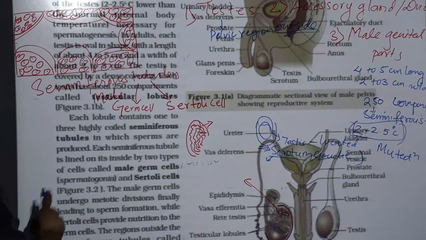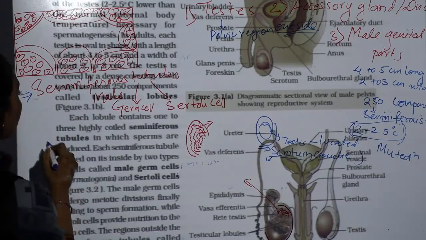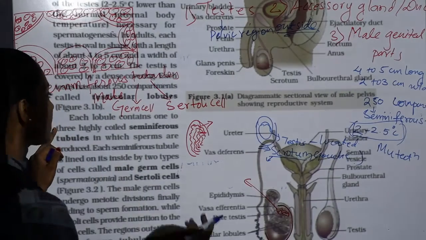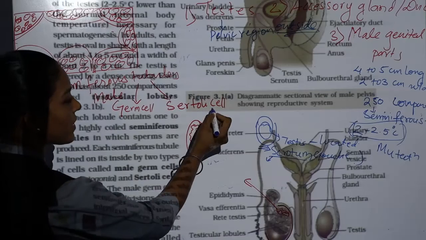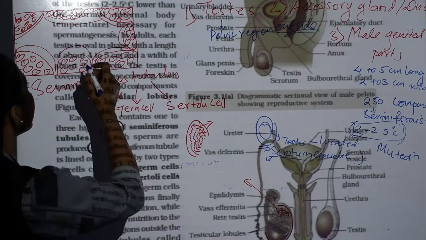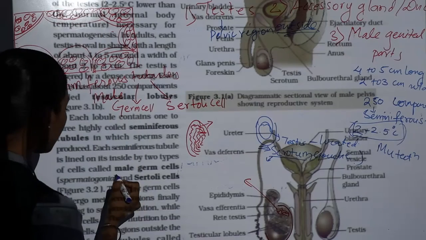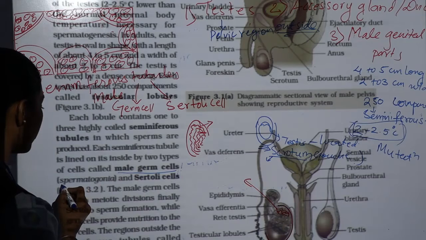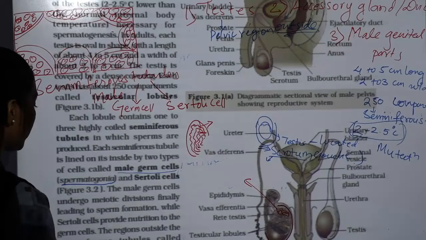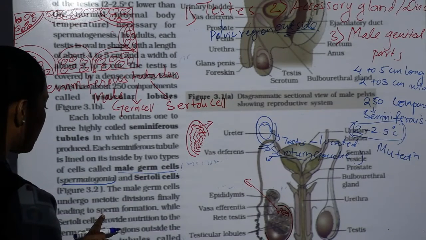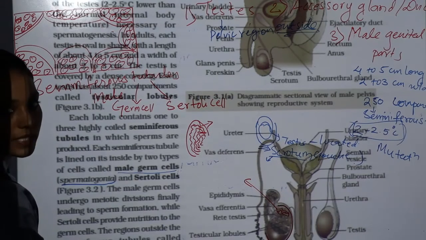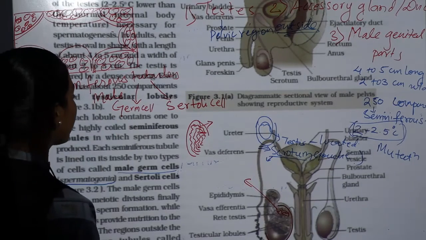Okay. Now we are talking about the seminiferous tubules. Seminiferous tubule consists of two main types of cell, that is male germ cell as well as Sertoli cells. Now this germ cell is also called spermatogonia. See over here, the male germ cell, which is also called spermatogonia. This germ cell undergoes mitotic division, finally leading to sperm formation, while Sertoli cells nourish the germ cell. Now I hope you are clear with the functions of it.